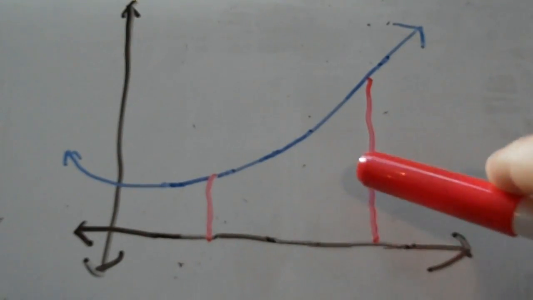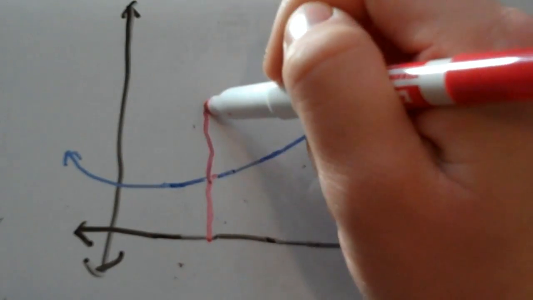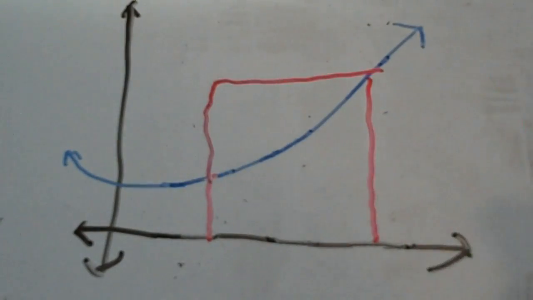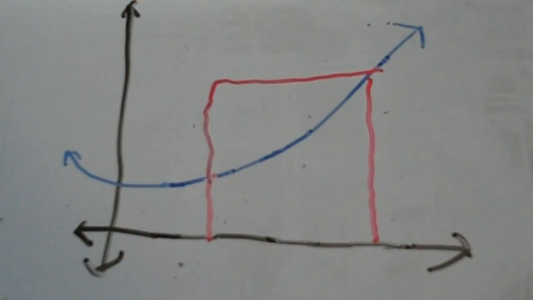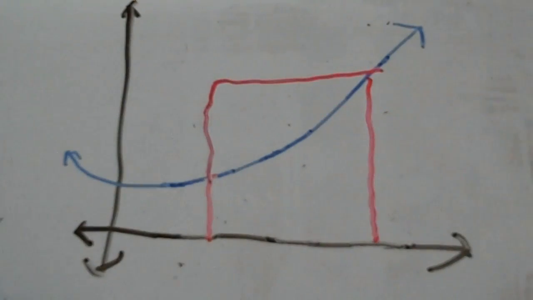Now, let's say we just go with one rectangle for now. We've got that, so we've extended it, so we now have a rectangle. And if we multiply the base times the height, we get this whole area, which, as you can see, has this whole extra section here, and is actually quite a bit more than the actual area under the curve.